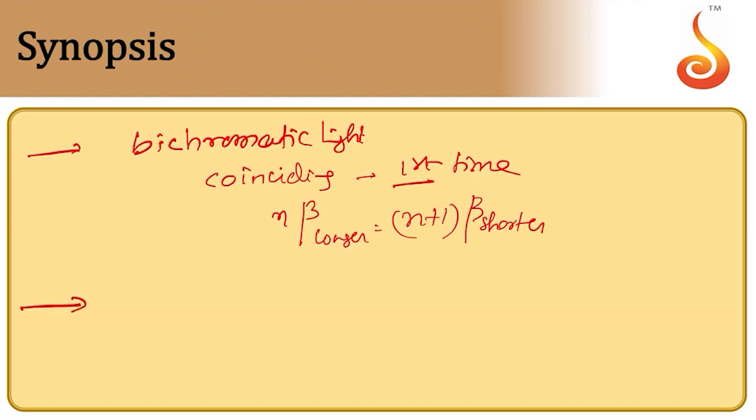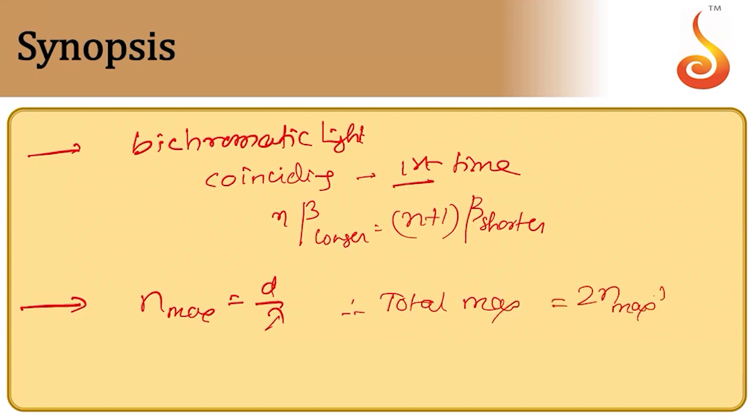Sometimes in the questions, the maximum number of maxima or minima are asked, that is, maximum number of bright fringes or dark fringes. So use the fact that value of sin theta or cos theta can't be greater than 1. For example, if I consider n max, this is d by lambda. So total number of maxima corresponds to 2 into n max plus 1. Very simple idea.